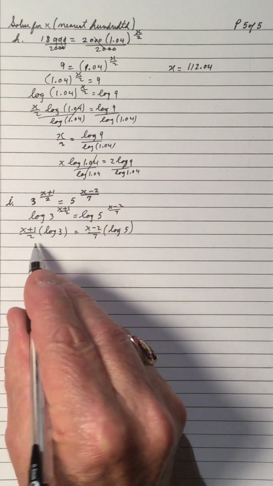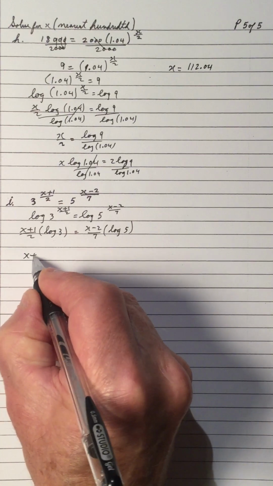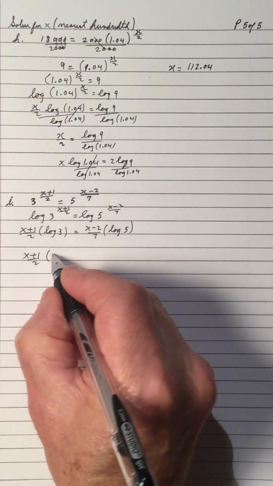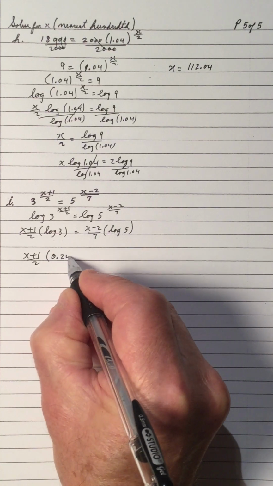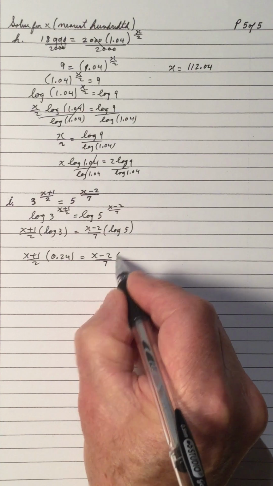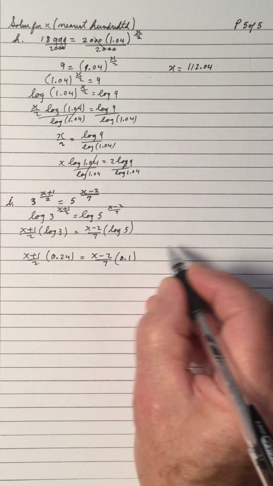Now, what I'm going to do is go x plus 1 over 2, and the log of 3 works out to be 0.24, and x minus 2 over 7, the log of 5 works out to be 0.70.